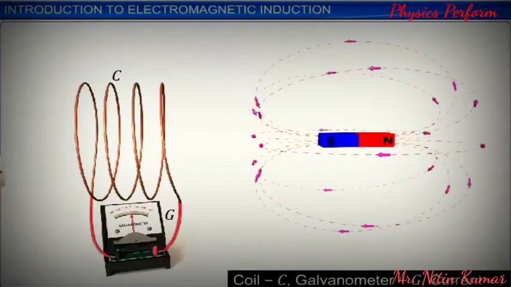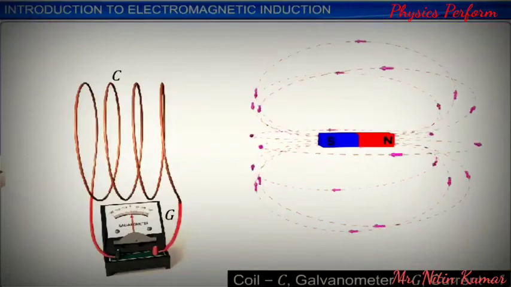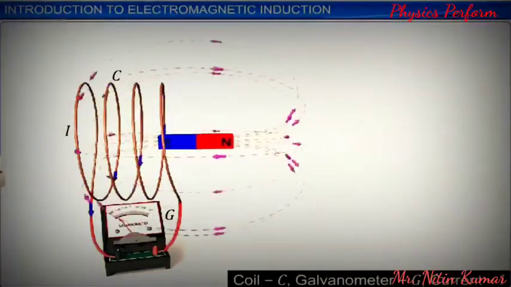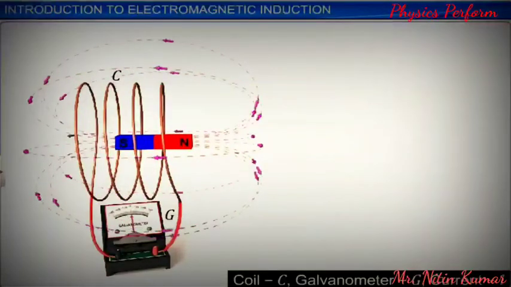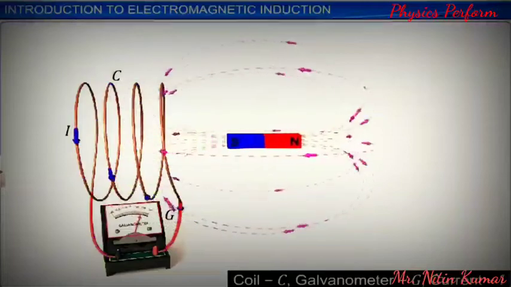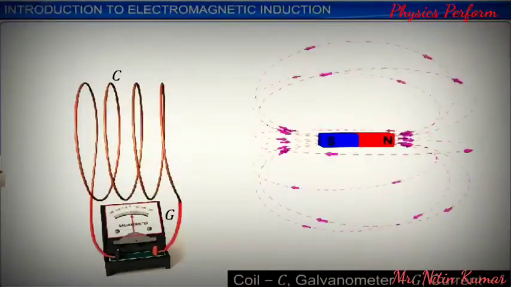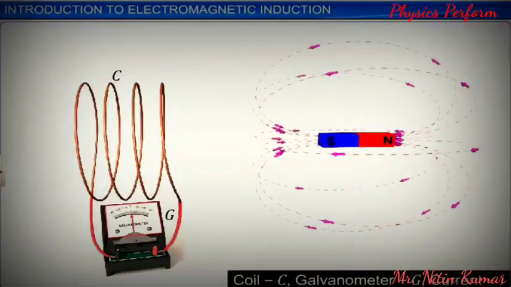Now, let us see what happens if the south pole of the magnet faces the coil. The galvanometer needle deflects to the left side of 0 reading as the magnet approaches the coil and deflects to the right when the magnet moves away from the coil, showing the presence of a current in the coil.